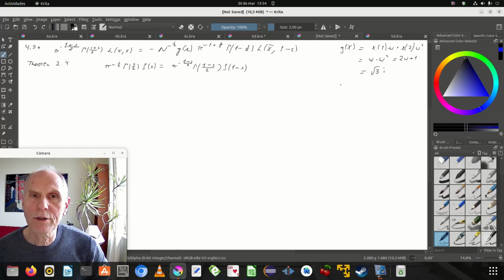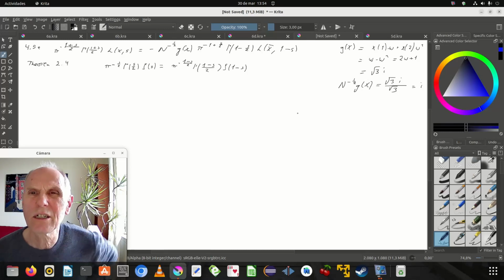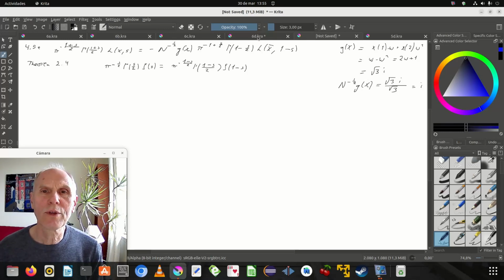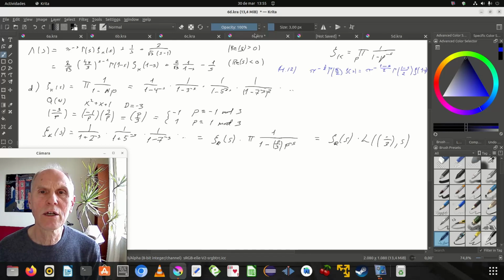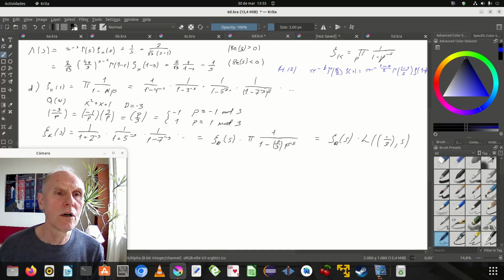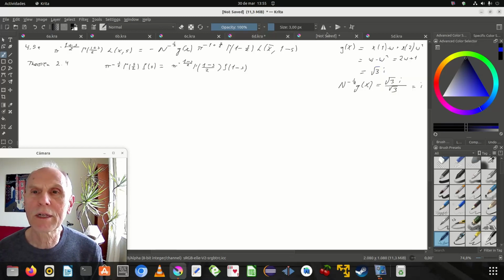And that means that n to minus 1/2 g of chi just gives i. That's weird. I don't think I found any imaginary unit here. Well, let's take one step at a time.